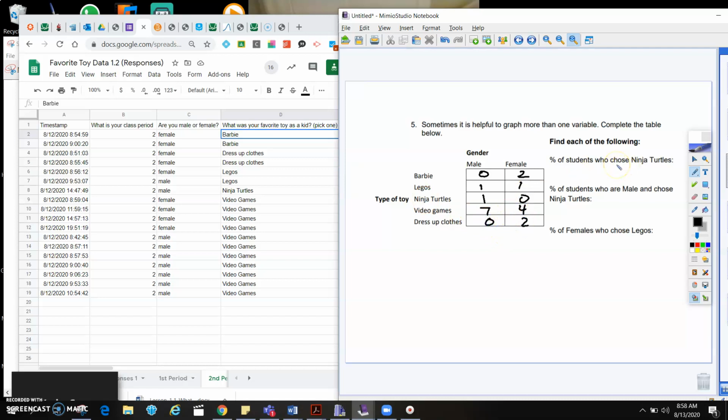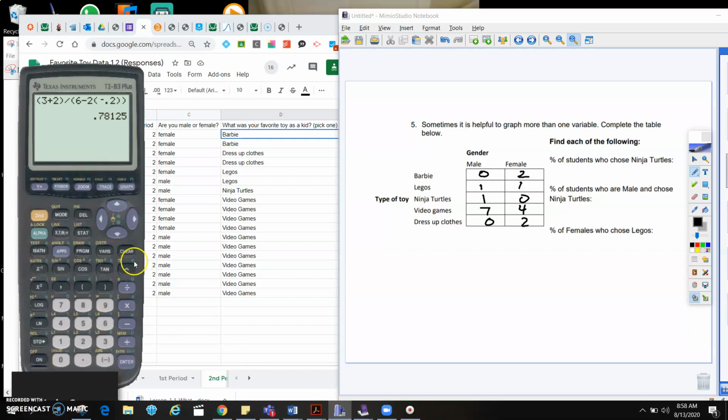So for the percent of students who chose Ninja Turtles, we've got to look at how many students in total we have. Let's count these up. We've got 2 females. Go into our handy dandy calculator because it makes our lives easier. 2 females, 1 male, 1 female, plus 1 male, plus 7, plus 4, plus 2. So out of 18 total people, how many students chose Ninja Turtles?